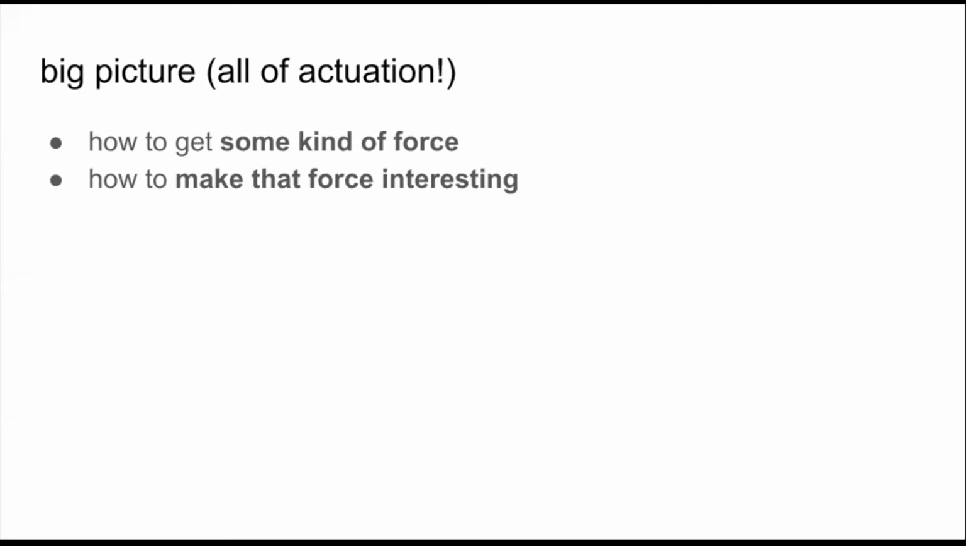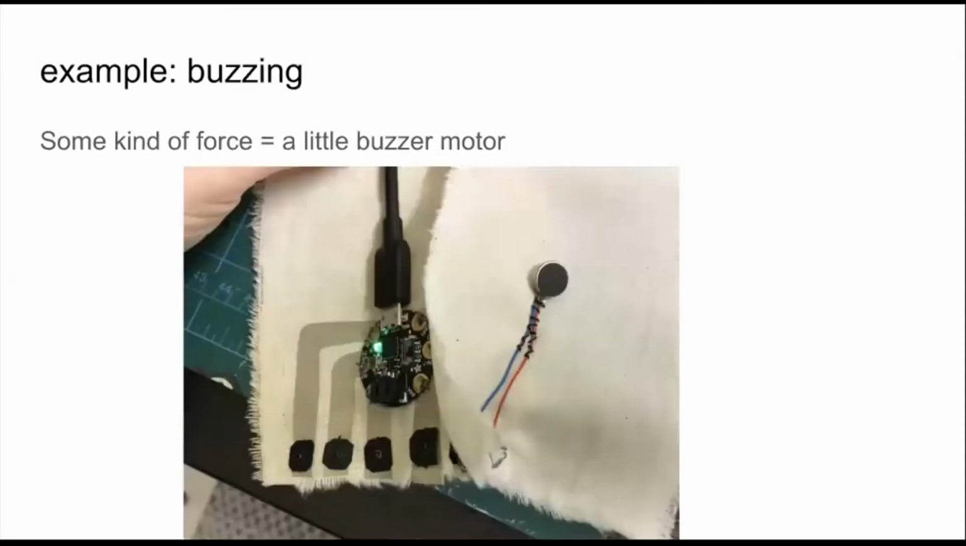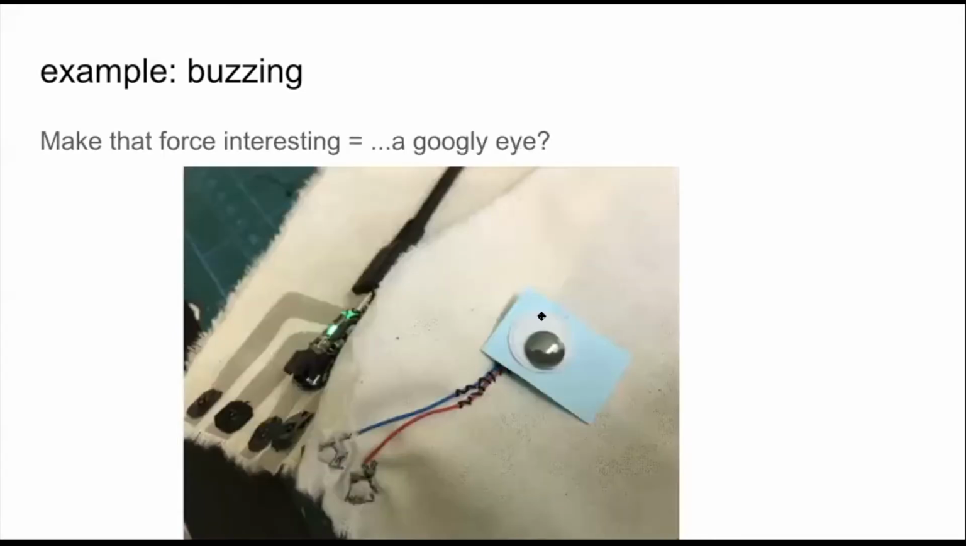All of actuation, you got two questions, but they're both hard. One of them is, how do you get some kind of force? And the other one is, how do you make that force interesting? Super, super simple case. Force, you got a little buzzer motor. Buy this for 5 cents, you hook it up to some power and it goes, bzz, bzz, bzz. It's a force. It's a little buzzing back and forth force. How do you make it interesting? I don't know. Stick a googly eye on it.